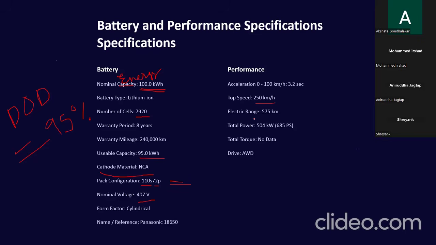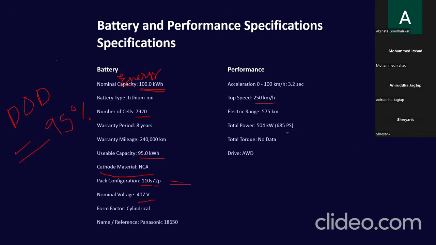The top speed that we can expect from Tesla Model S is 250 km per hour. The actual range, though they are claiming you can expect up to 800 km, but the actual range that you are getting from this Tesla Model S is just 575 kilometers. But again, it's supposed to change based on different environmental conditions and driving patterns.